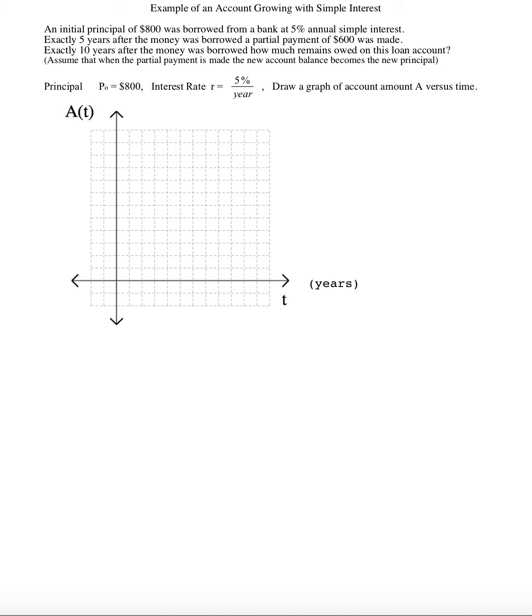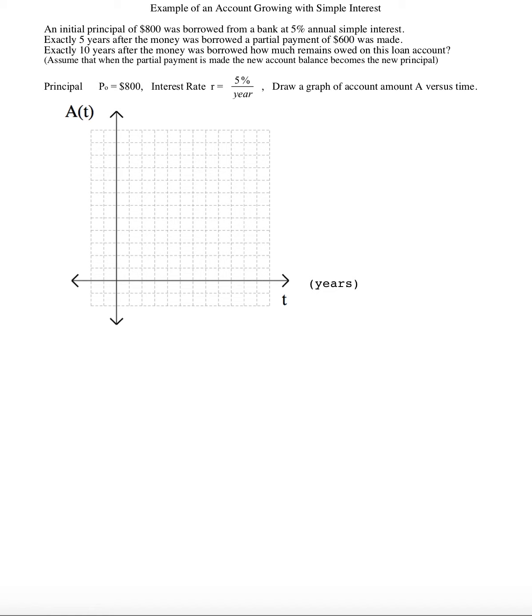In this example, we'll examine an account growing with simple interest where a payment gets made, and that changes the principal that the interest is calculated upon. Let's say an initial principal of $800 was borrowed from a bank at 5% annual simple interest. 5 years after the money was borrowed, a partial payment of $600 was made. 10 years after the money was borrowed, how much remains owed on the loan account?